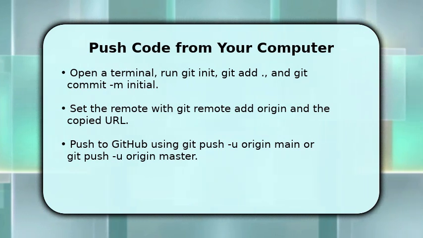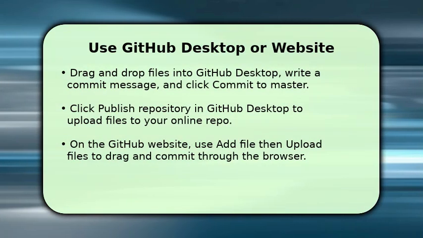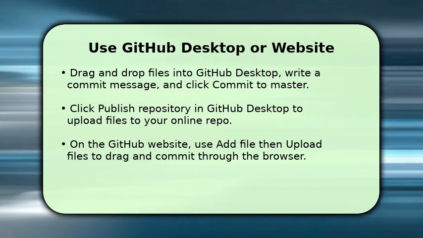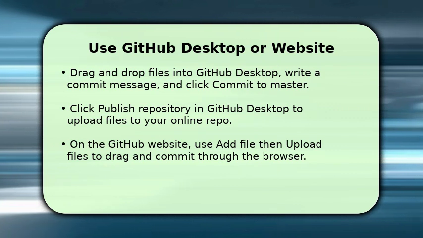Open GitHub Desktop and sign in with your GitHub account to simplify pushing code. Drag project files into the app, write a clear commit message, and click Commit to Master or Main. Click Publish Repository in the app to create the remote and push your commits automatically.